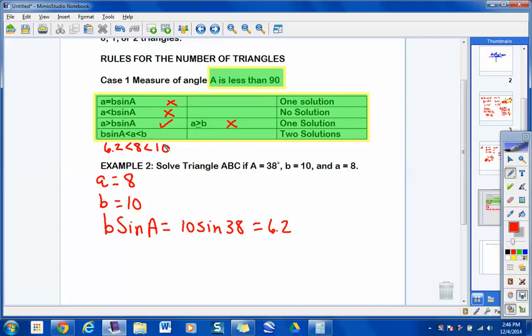So here's what I want you to do. Since this is true, I'm going to write down that since 6.2 is less than 8, which is less than 10, according to these rules up here, we are going to have 2 solutions.